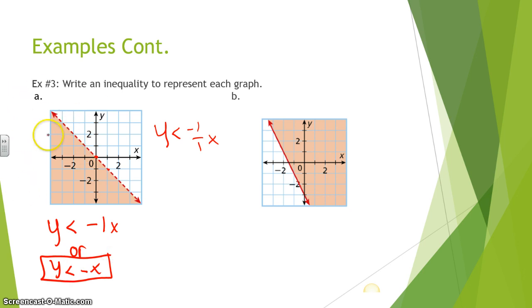Remember too, it's going to be less than because we have a dashed line. If this was a solid line, this would be y is less than or equal to -x.